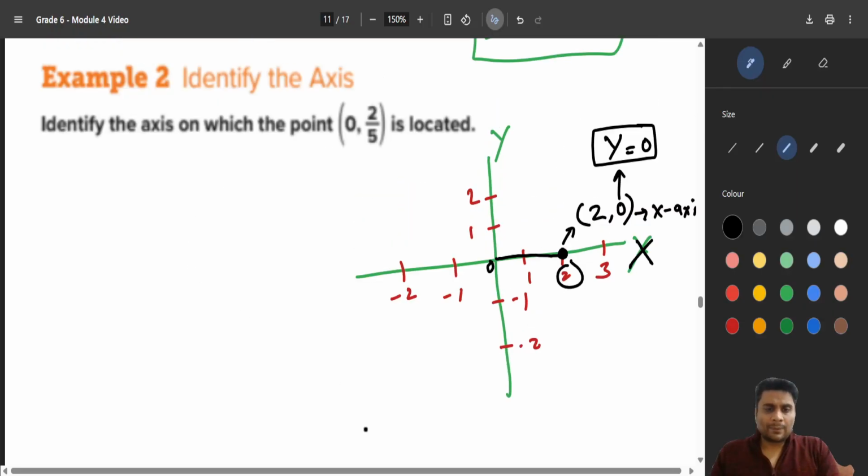So what did we learn? If I give you any point in which I have x and the y coordinate is 0. Y coordinate is 0. Yani this is on the x-axis.